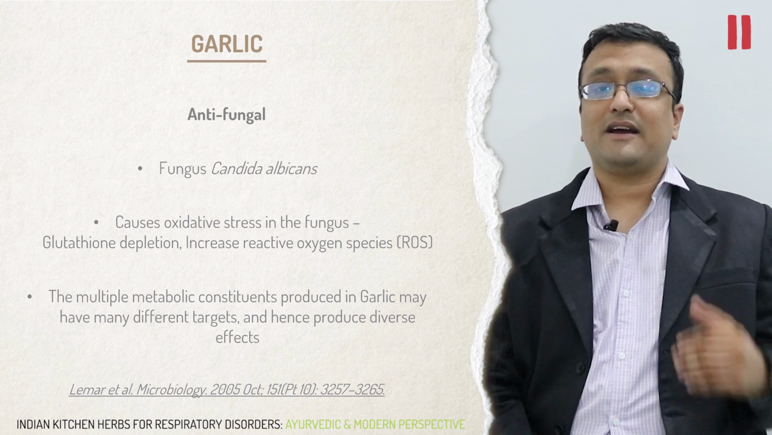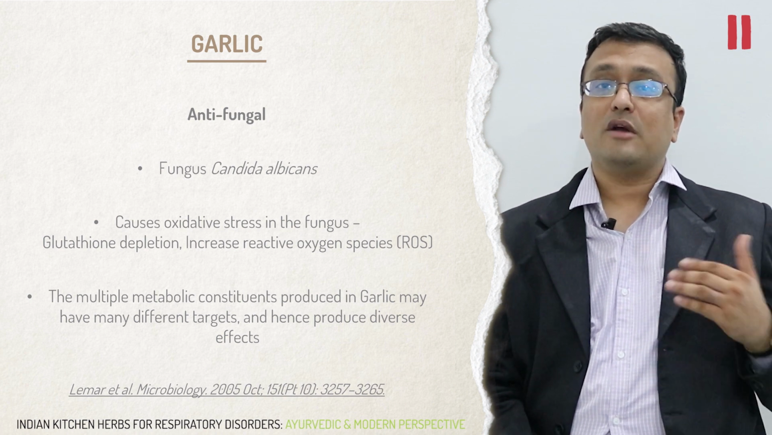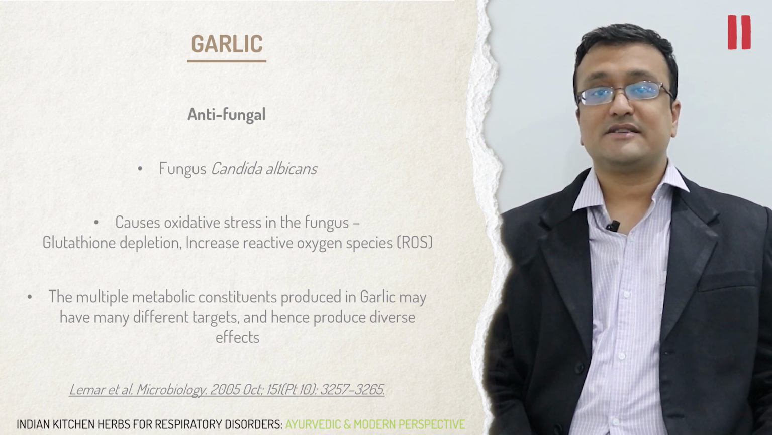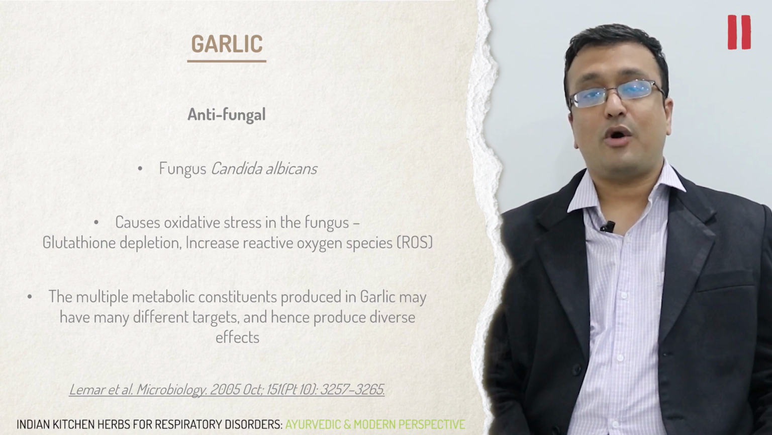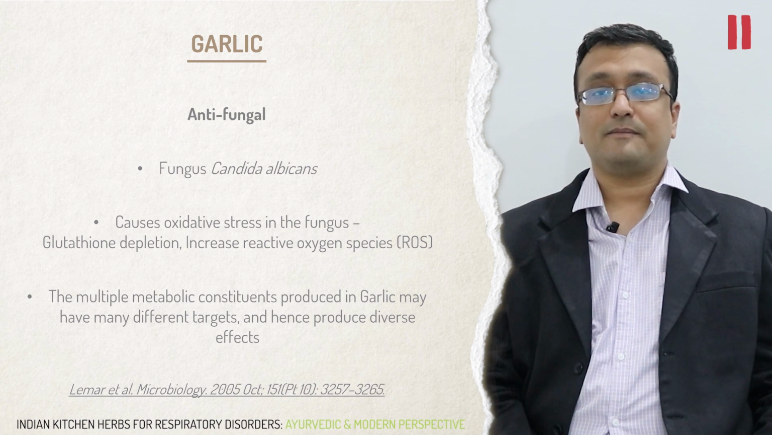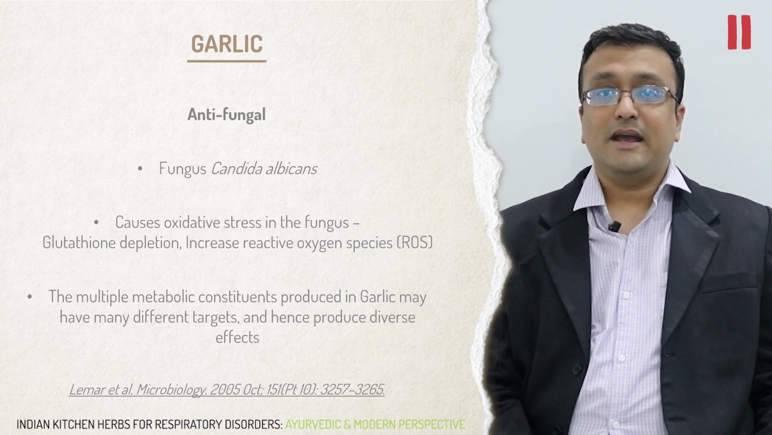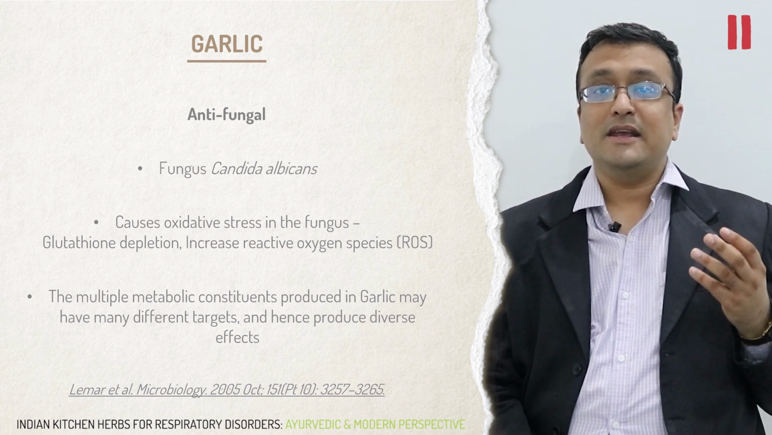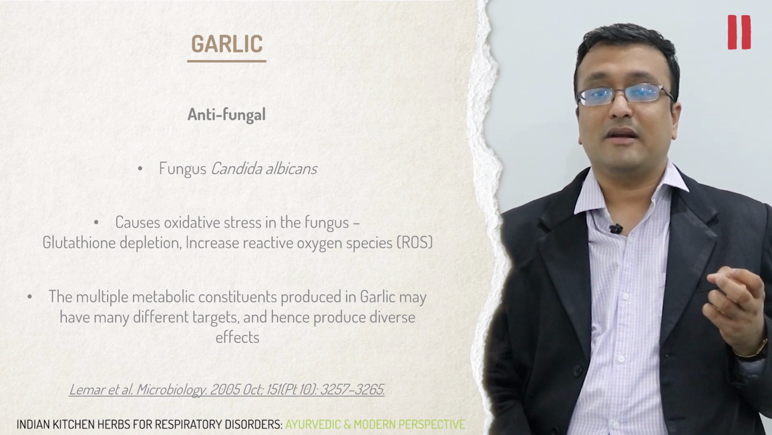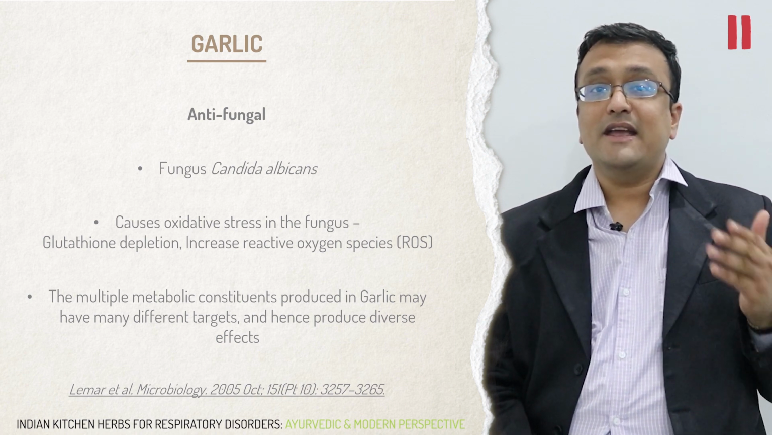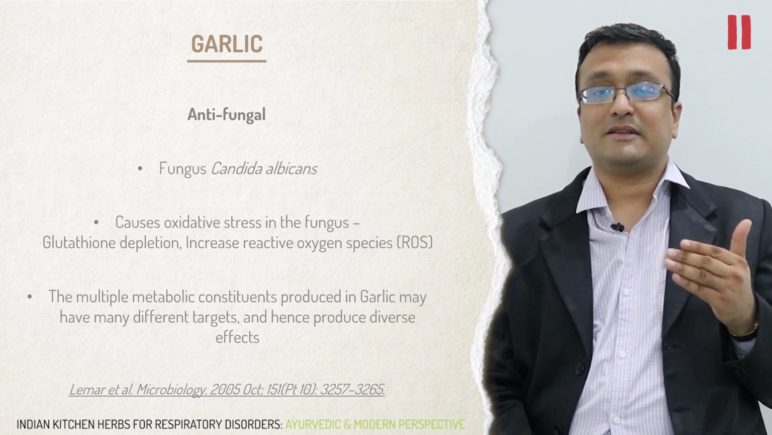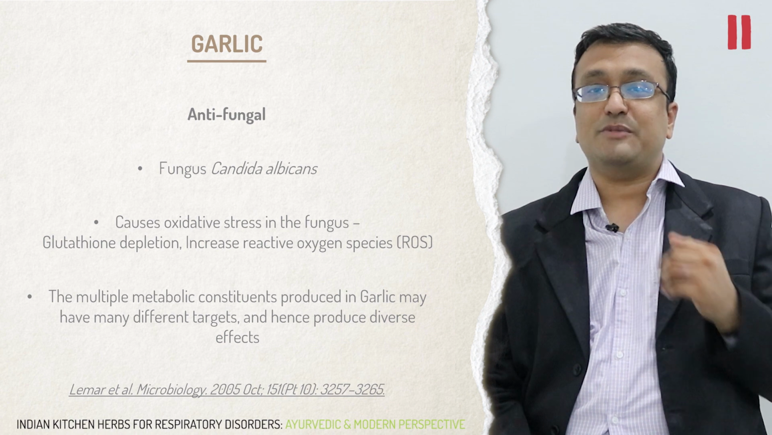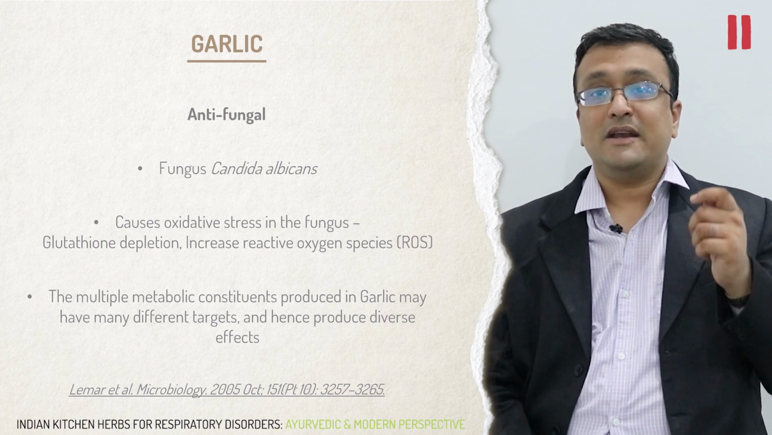So how does it act against fungus? Well, one of the studies done on the fungus Candida albicans has shown that garlic causes oxidative stress in the fungus. That is, it depletes important constituents like glutathione and increases the harmful constituents of the fungus, that is, the reactive oxygen species, and thereby it harms the fungus.